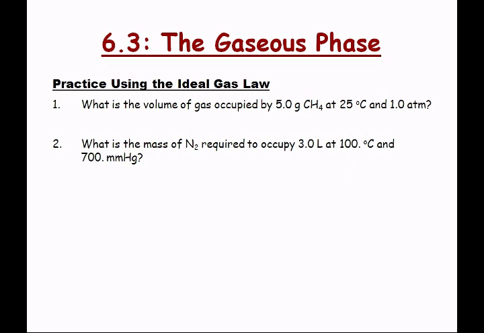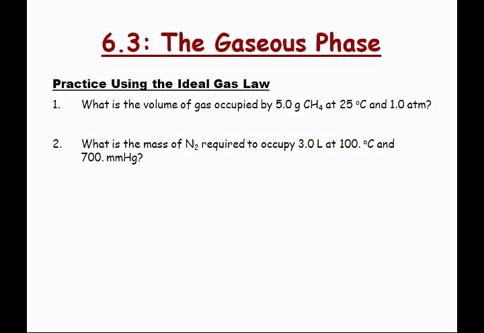So 5 divided by 16.04 is 0.3. With this calculation, I'm just going to take it out to a few digits, because this isn't my final answer. For volume, that's when I'm going to condense it down to the right number of significant figures. So now we've got the number of moles. We have moles, temperature, pressure, and we're looking for volume, and the ideal gas constant's written there.